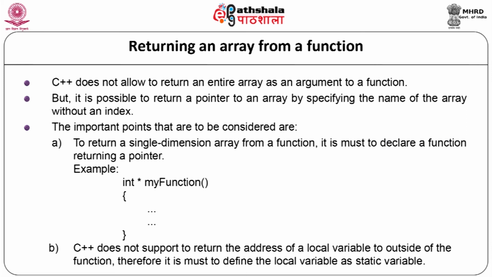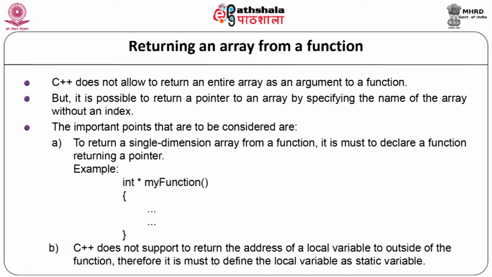Returning an array from a function. C++ does not allow returning an entire array from a function, but it is possible to return a pointer to an array by specifying the name of the array without an index. The important points to be considered are: to return a single dimensional array from a function, it is a must to declare a function returning a pointer. Example: int *myFunction().